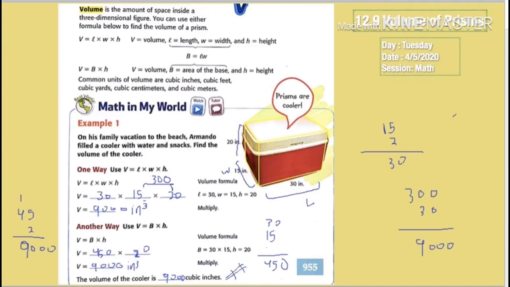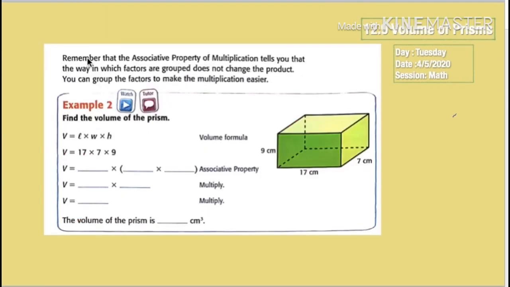Now we move to the next problem. This one is talking about a property of multiplication. It says, remember that the associative property of multiplication tells you that the way in which factors are grouped doesn't change the product. You can group the factors to make the multiplication easier. So that is pretty much what I just said. You can pair any numbers together, multiplying them in any order that you want in order to make the most sense to you. Okay? So we have an example to find the volume of the prism.